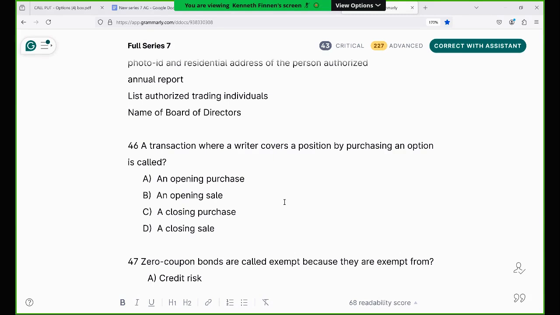Can you explain that one more time? Sure. So when you see the word writer, what does that mean? That means you're shorting, right? Yes. That means it's an opening sale. Writer always means opening sale. Always. Never not. Then if you have an opening sale, what does it have to be followed by? Closing. Closing purchase.